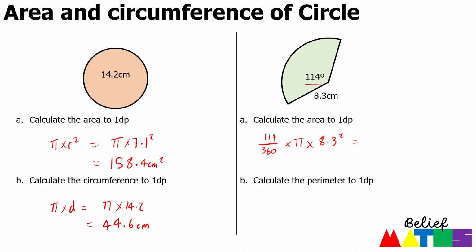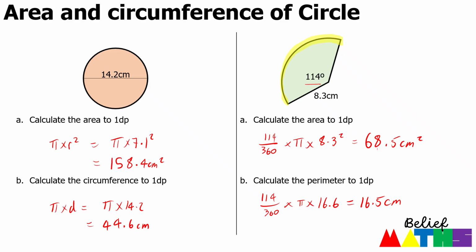So you're not given this formula fully, but you are given the area of the circle, and if you just remember it's the fraction that you should have, that'll give you your answer, which in this case is 68.5 centimeters squared. Perimeter, again in the same sense, we can do 114 over 360 times pi times the diameter, and again we're given the radius here, so the diameter is 16.6, and if we work that out, that gives us an answer of 16.5 centimeters. That's not our full answer, that's just the arc length, it's just this curved part of our circle.